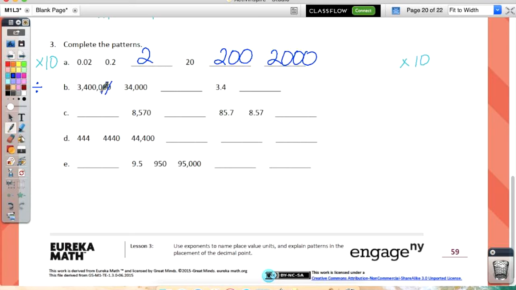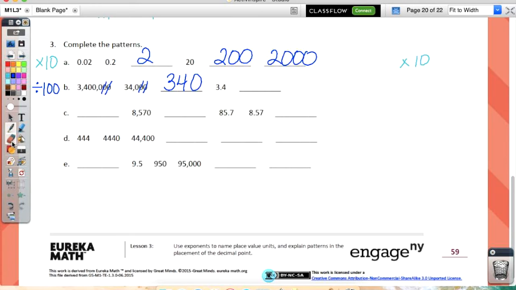So what number has 2 zeros? 100. Yeah, you were adding them. Okay? So 100. So can I use a 0 trick on 34,000? Yeah. Because how many am I taking off? 2. So they did the next one for us. Probably if we would have moved the decimal twice, we'd get 3.4. What do you think?